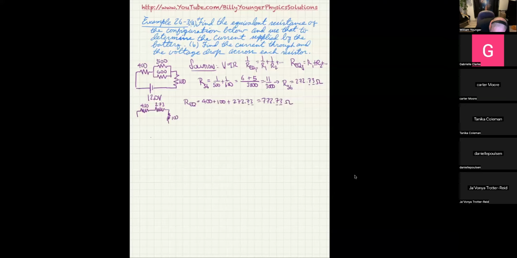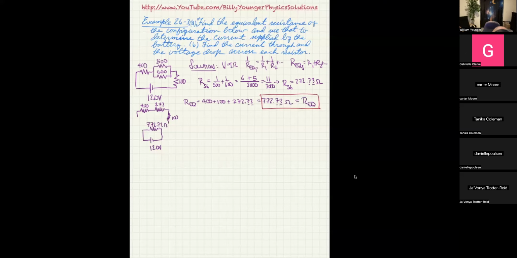So now what we can say is we basically have the equivalent of a 12.0 volt battery in series with only a 772.73 ohm resistor. I'm going to go ahead and say this is equal to R equivalent and box that off as part of the answer. The question said to find the equivalent resistance of the configuration below and use that to determine the current supplied by the battery. So that's sort of the whole point of equivalent resistance.